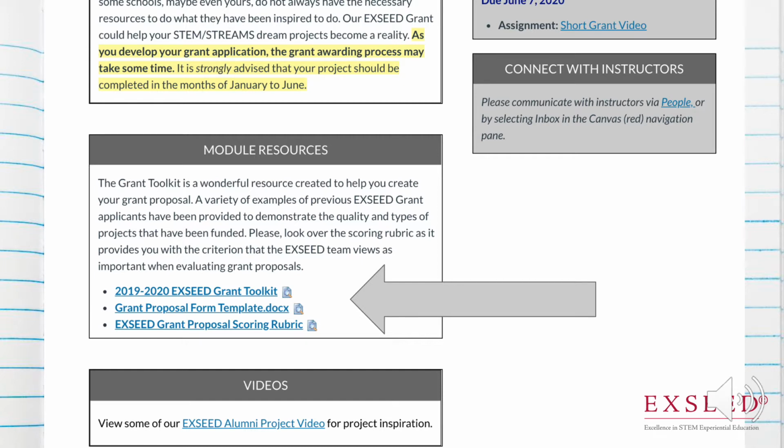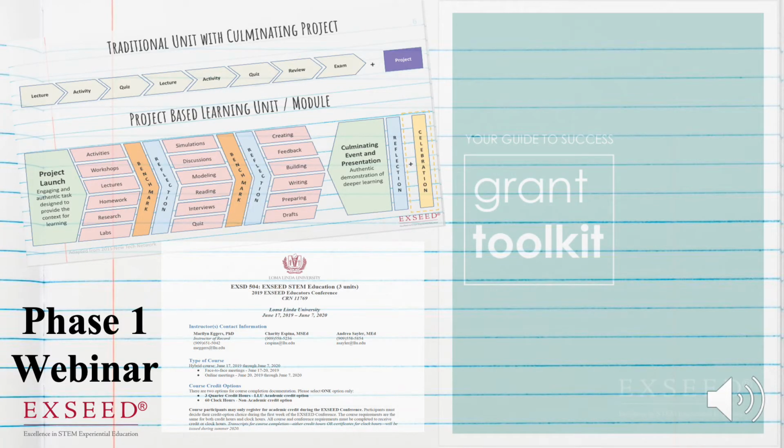So we went over the review of PBL, reminding you of the pink boxes of ideas in your PBL learning unit. And we went over some of the contents, the overview in the syllabus, which is in your Canvas, and in your grant toolkit.